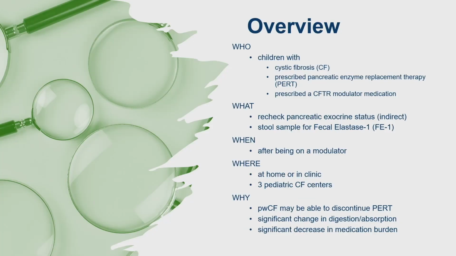I'd like to take you through both how this project evolved at our center at UNC and also the data we pulled retrospectively. So the who, what, when, where, and why. Children with CF who are taking modulators or on PERT, we wanted to recheck their elastase, which is, as Dr. Mehta mentioned, an indirect measure for exocrine pancreatic status.